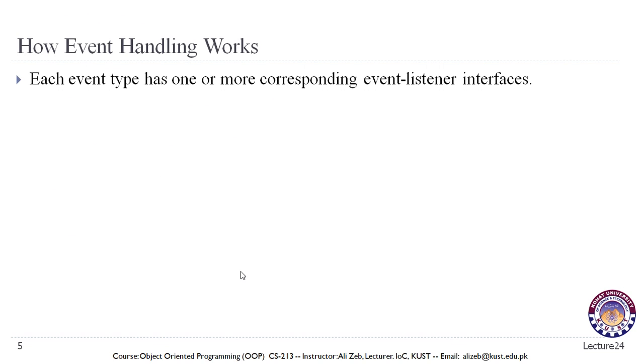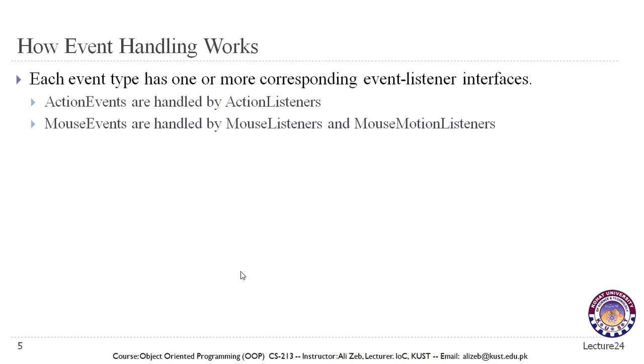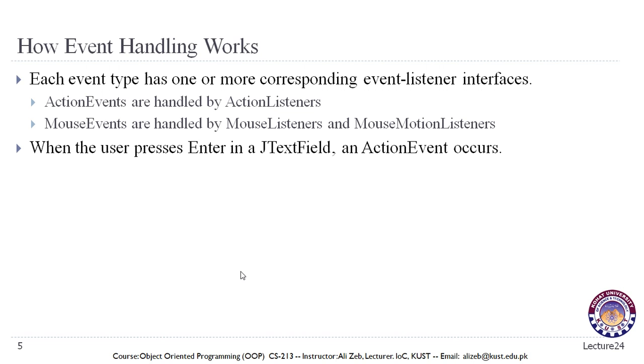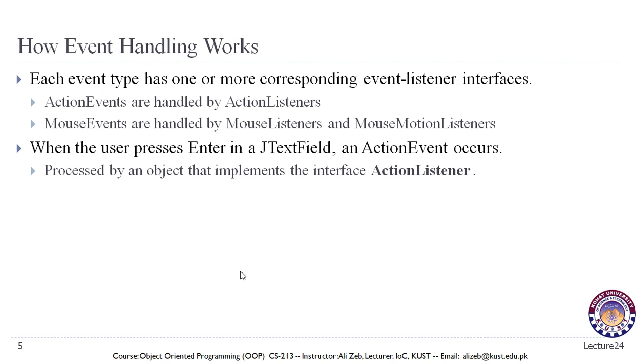How event handling works: each event type has one or more corresponding event listener interfaces. Action events are handled by action listeners. Mouse events are handled by mouse listeners and mouse motion listeners. When the user, for example, presses enter in a text field, that will generate an action event. An action event has its own methods to handle those kinds of events. It is processed by an object that implements the interface action listener, and we will see this in the examples.